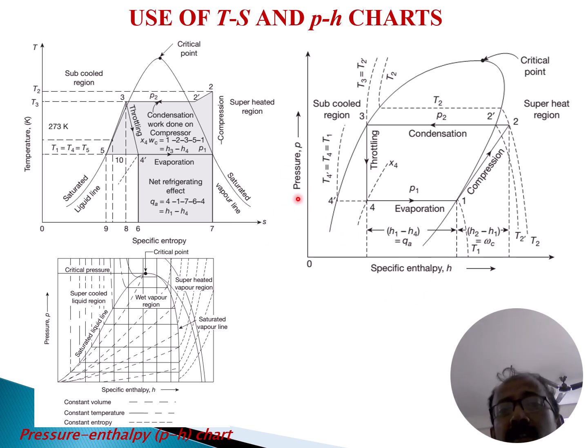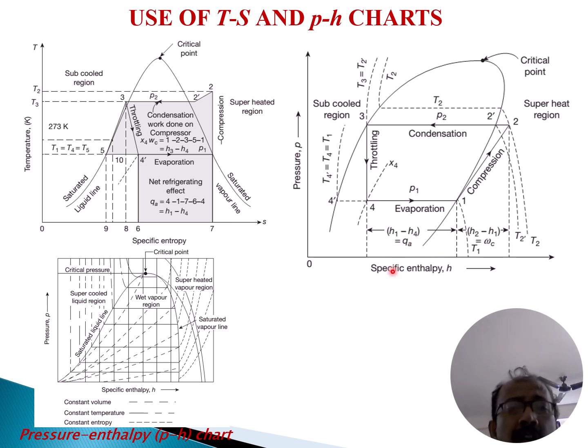If you see this pressure-enthalpy diagram, the pressure is denoted by small p and the specific enthalpy by small h, and this is the 1 to 2 compression. This is the superheated region, and this is a constant temperature line, T2 constant, T3 constant, T4 constant, and this is the constant dryness fraction line. Here the dryness fraction is X4, and h1 minus h4 is called the refrigerating effect, that is QA.